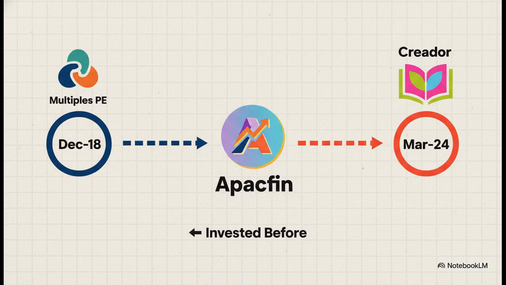Okay, let's zoom in on that first column, invested before. We can see a perfect example. Multiples PE. They invested in a company called Opafin way back in December of 18. Creator didn't get into that deal until March of 2024. Just like that, you know who the early player was in that specific investment.